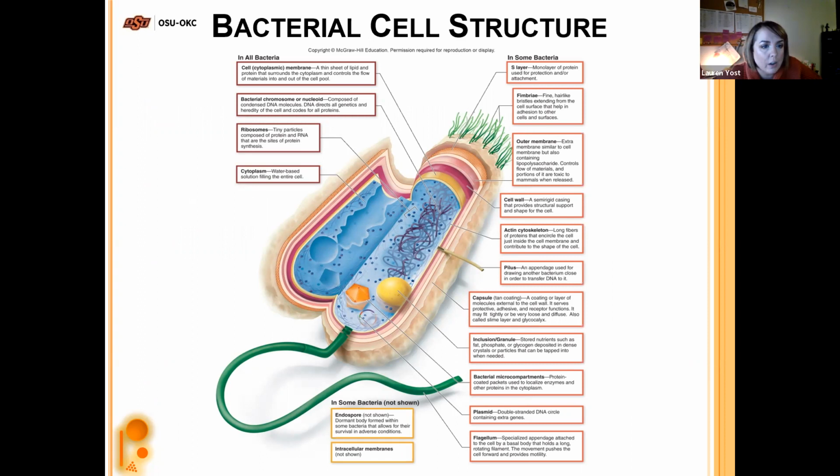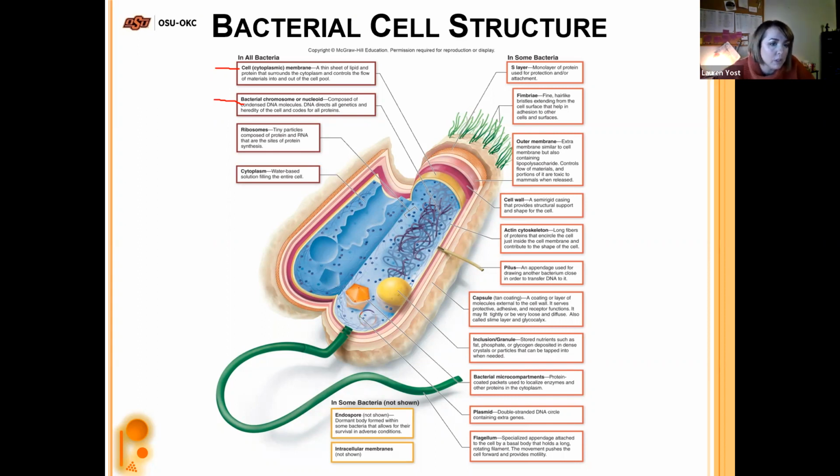All bacteria have a cell membrane of some kind. They have at least one cell membrane on the inside that contains their cytoplasm, which is the liquidy stuff on the inside, and whatever other components could be in there. They also have a chromosome or a nucleoid. That's usually a nucleoid region, where their DNA is located. Since they do not have a nucleus, they just have a region where that stuff is chilling.